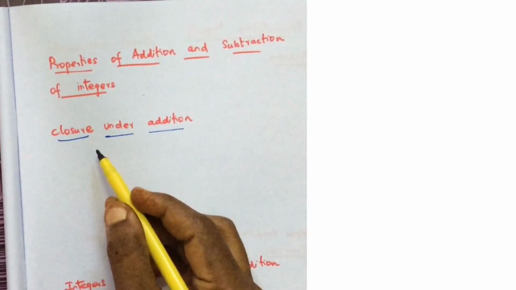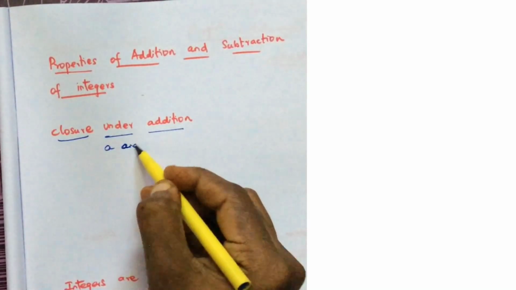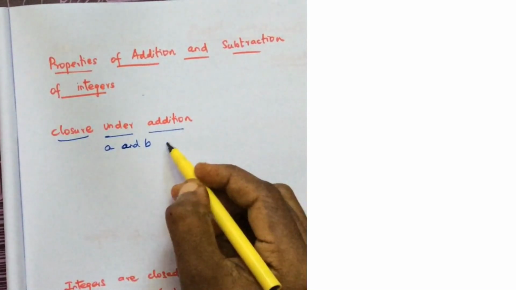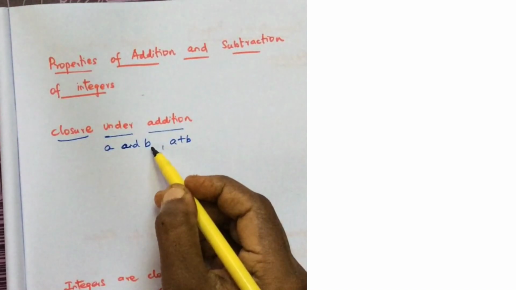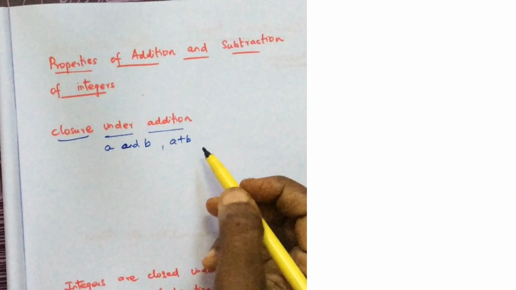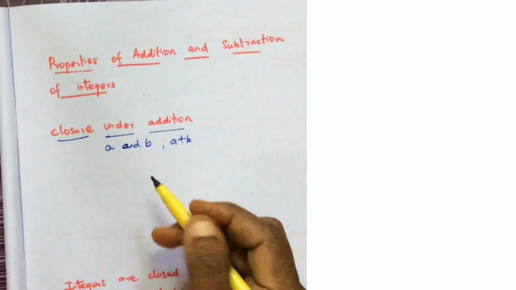So first, if you take any two integers, a and b, and I am adding them, the result is a plus b. If a is an integer and b is an integer, and by adding, a plus b is also an integer, then we can say integers are closed. We can solve using some examples.